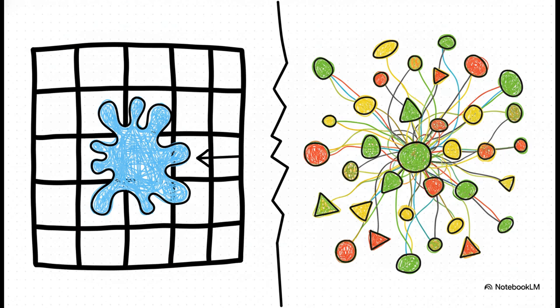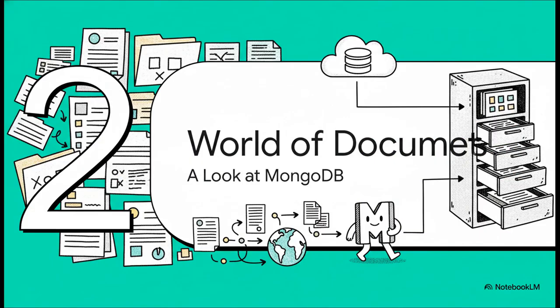The old way demanded that all data conform to a super strict, predefined structure. But the applications we build today are dealing with data that's messy, flexible, and just full of these deep interconnected relationships. We absolutely needed new tools that were built for this new reality. And that brings us to our first destination, the world of document databases. We're going to use MongoDB as our guide here.